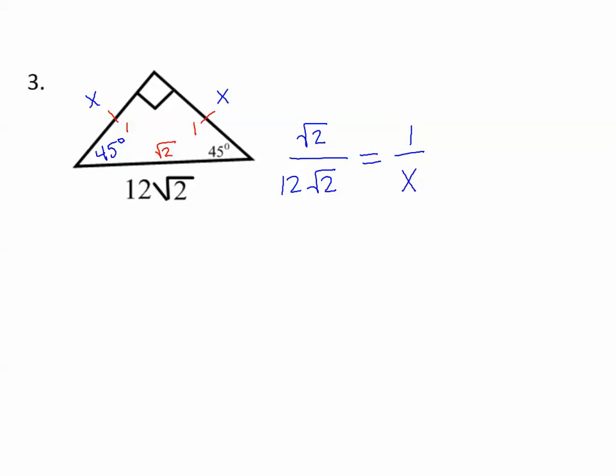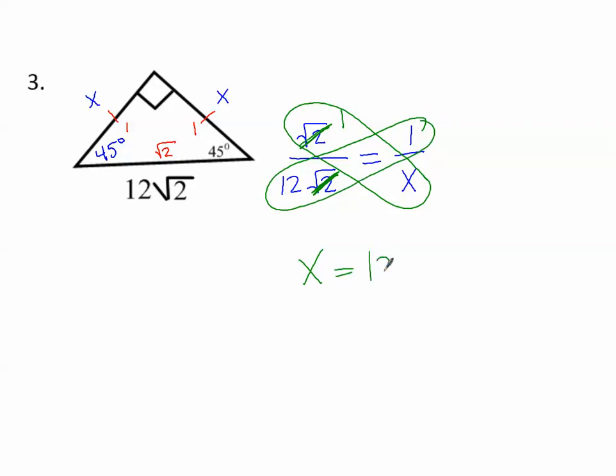Now, sometimes we like to simplify the ratios before we cross multiply if we can. And I see a square root of 2 over a square root of 2. That's going to leave 1 in the numerator. Now when I cross multiply, 1 times x is x, and 1 times 12 is 12. Done. X equals 12. So these two legs are both 12.